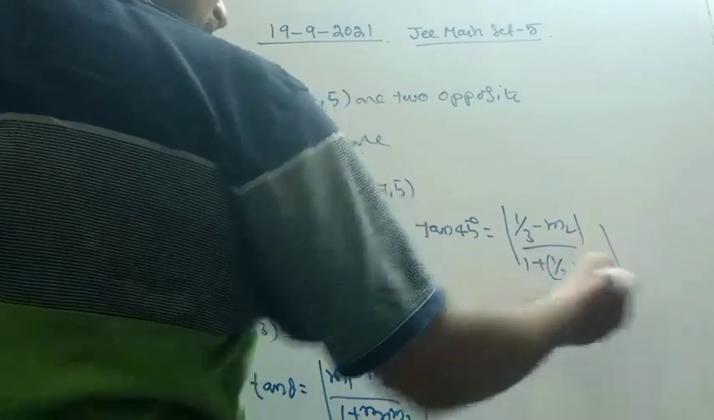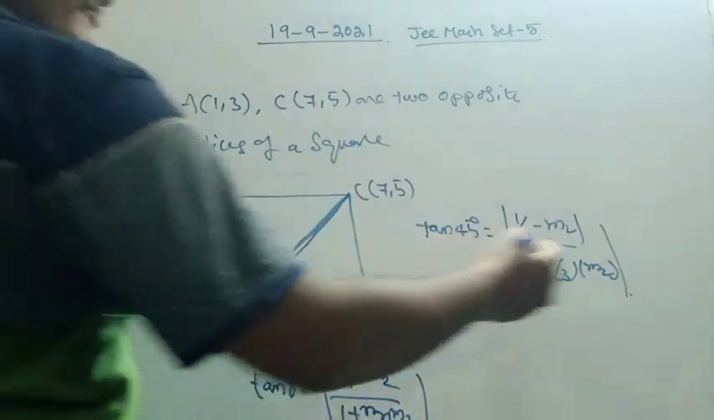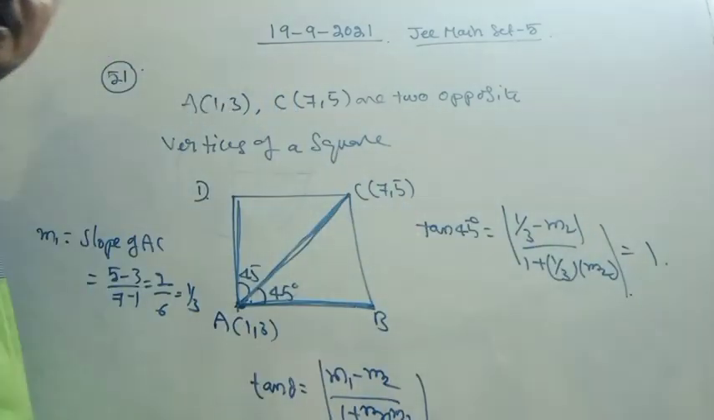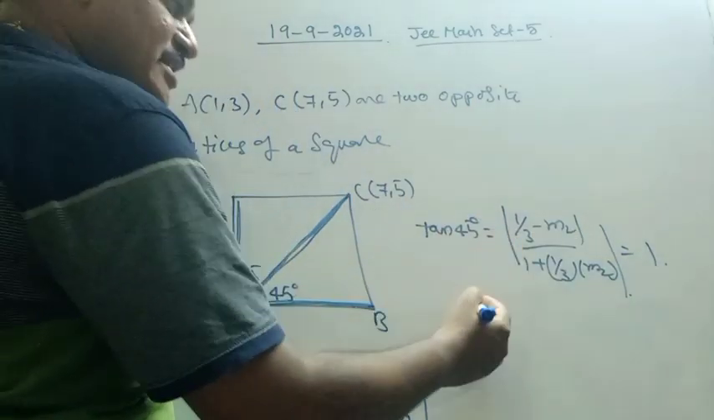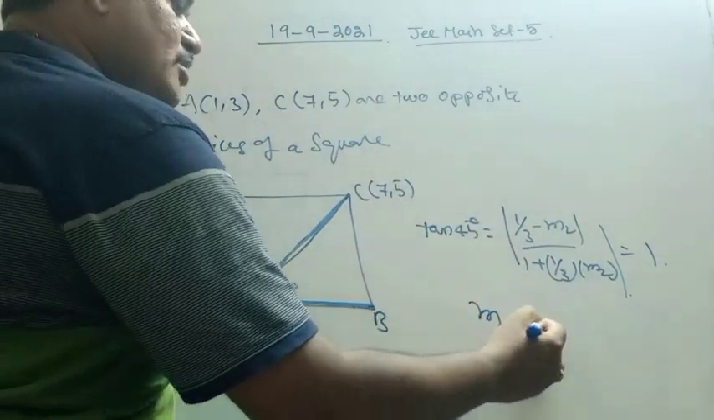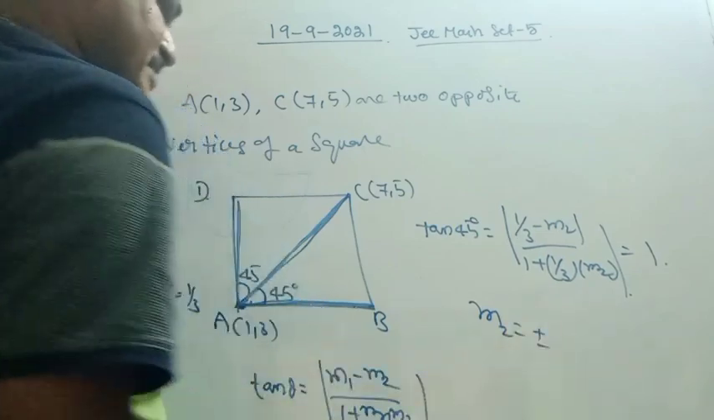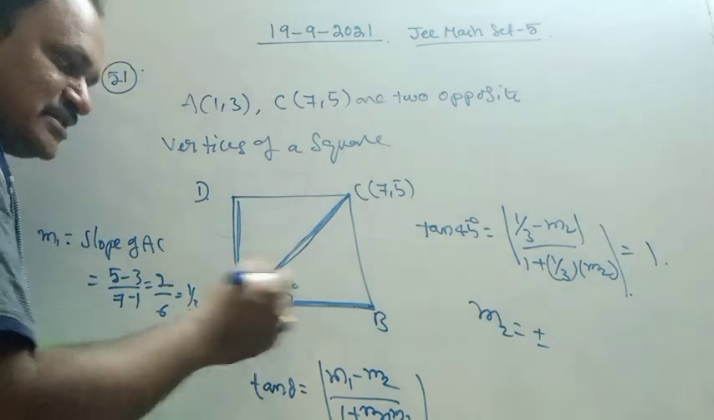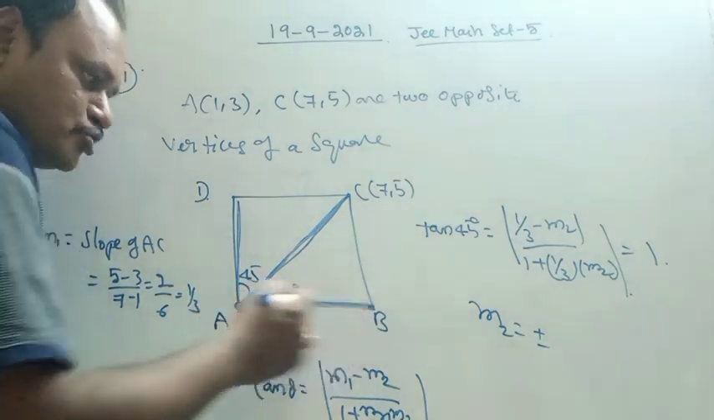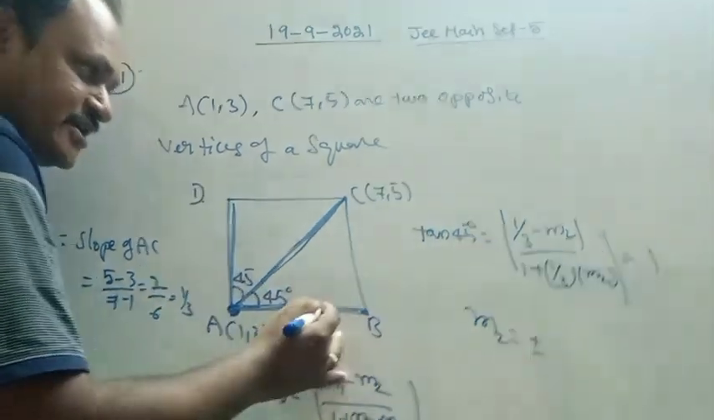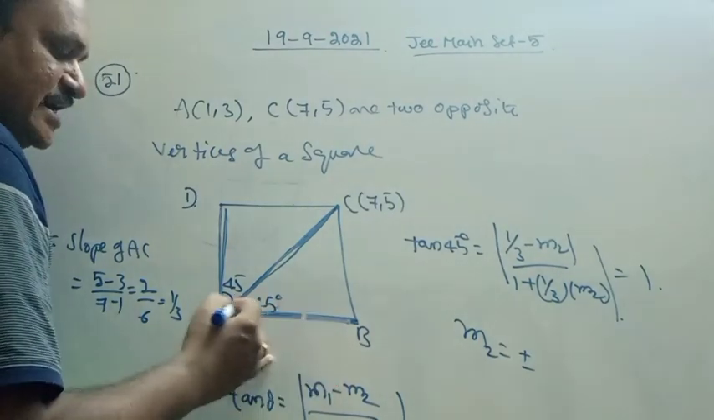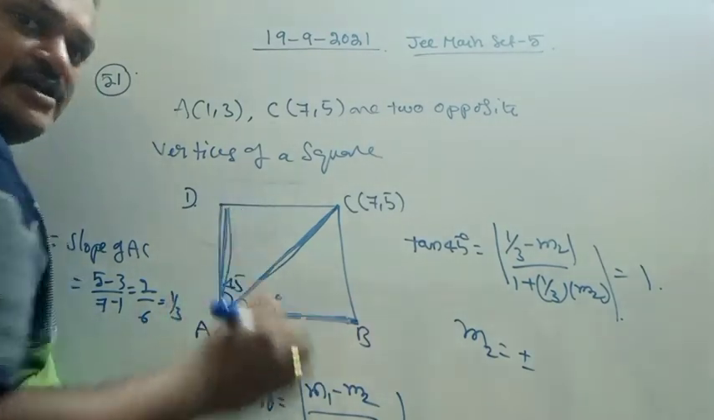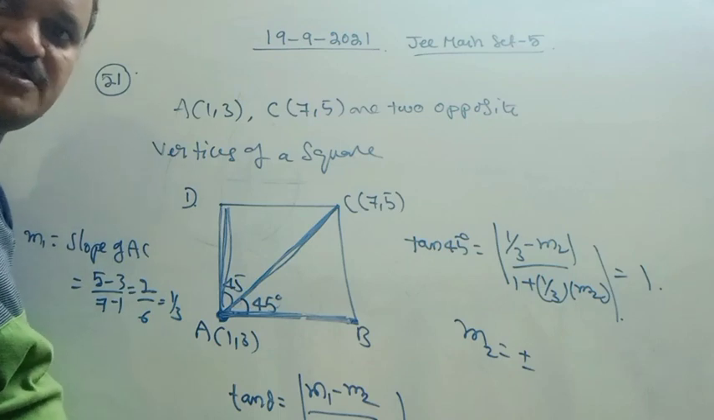Since tan 45 degrees is equal to 1, if you simplify, you will get two values of m2, plus or minus. Now the point is given and two slopes are there. If you do that, you will get the equations of the sides AB and AD.